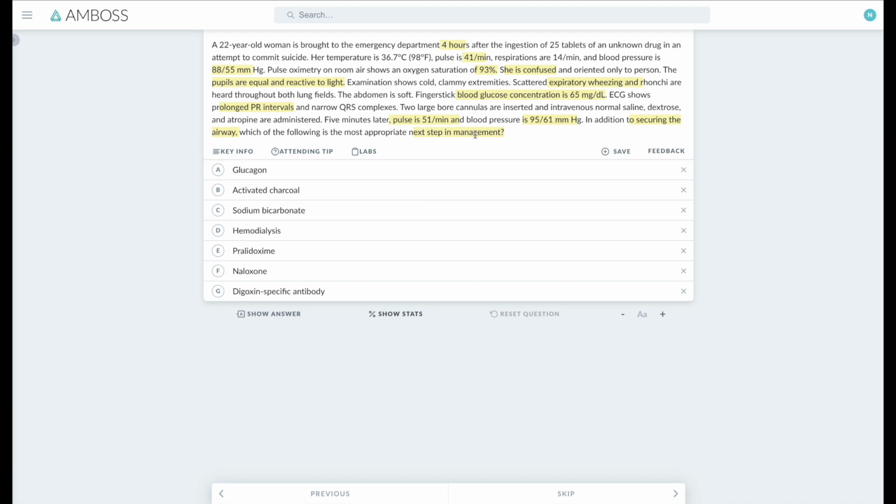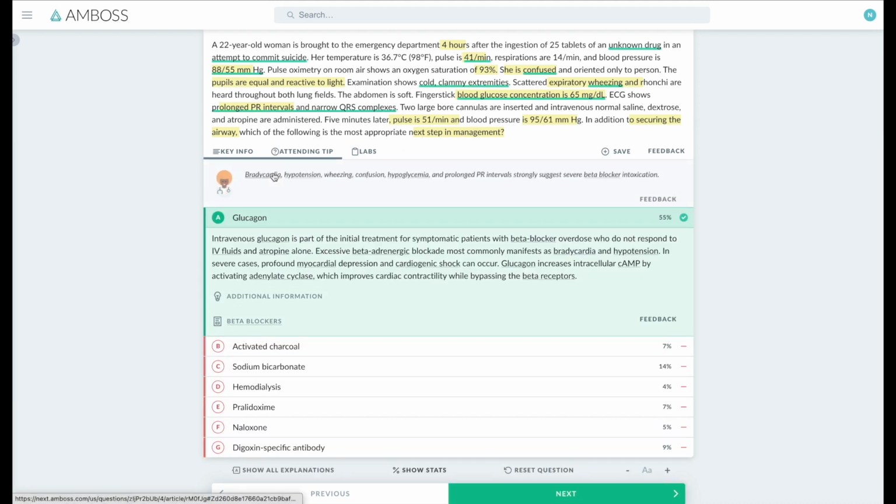Now what's the management, what's the antidote of a beta blocker? It will be glucagon. Right, so this question requires you to read the whole vignette and to highlight a lot. Pulse, we did highlight that. Blood pressure, we did highlight that. She's confused, as in there are mental status changes, cold, clammy extremities, wheezing, we did highlight that. Blood glucose concentration was essential to rule out a lot and rule in beta blockers instead. EKG findings as well. So we did highlight what should be highlighted fairly.